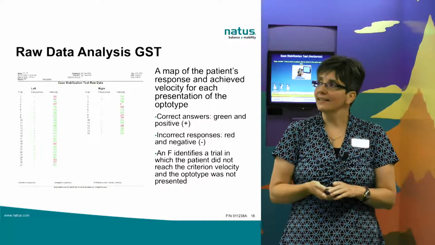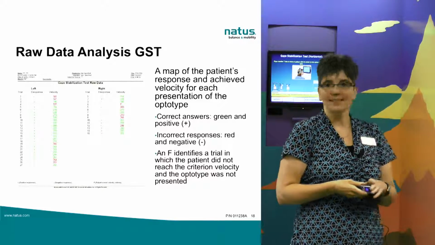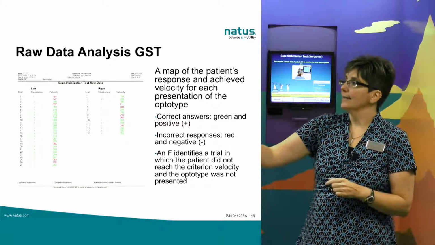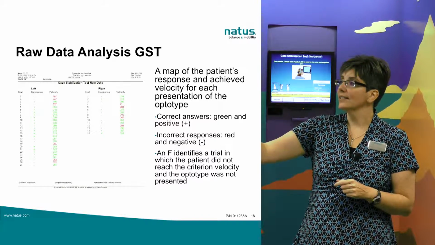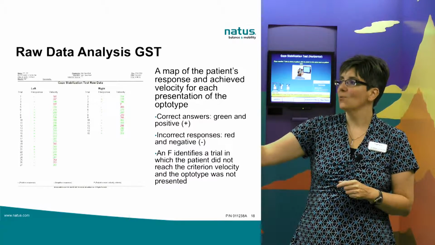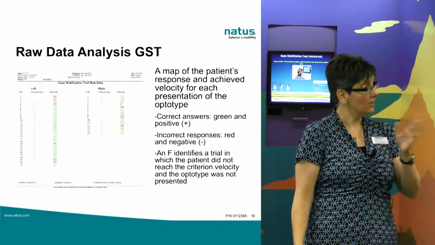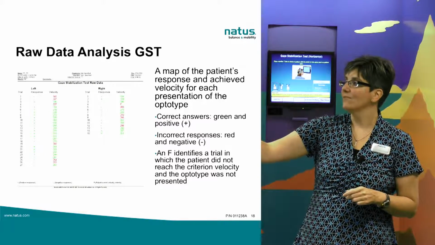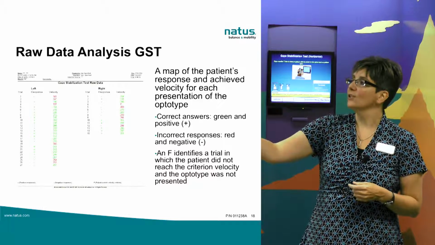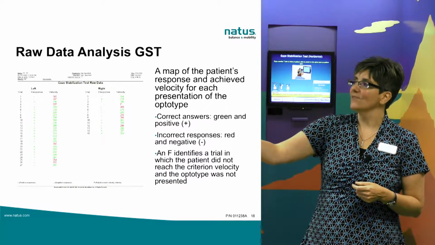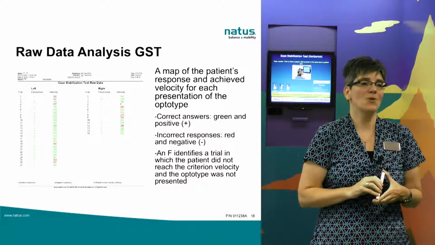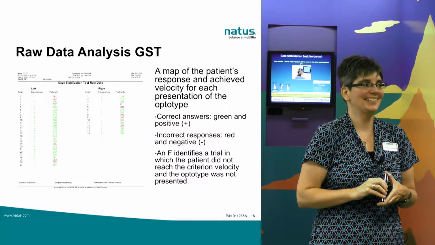This is what our data looks like on the GST. What you can see is that the trials are listed in order. So this was a patient who had 27 trials presented with sweeps to the left and 15 trials presented with sweeps to the right. The first one, you can see the patient's moving at 181 degrees per second. What mode were we testing this patient in?